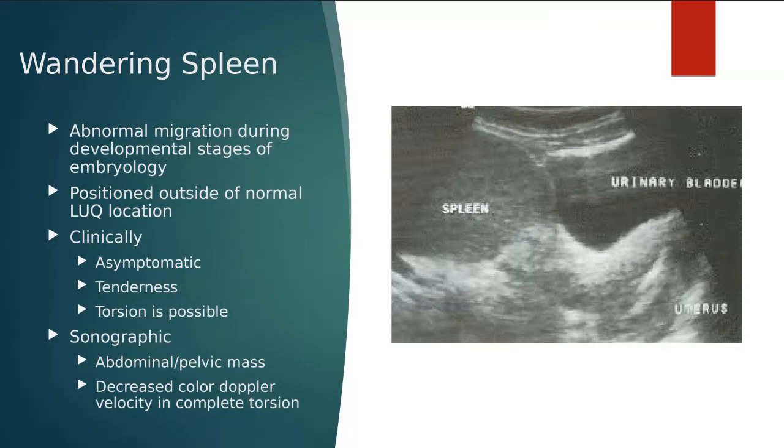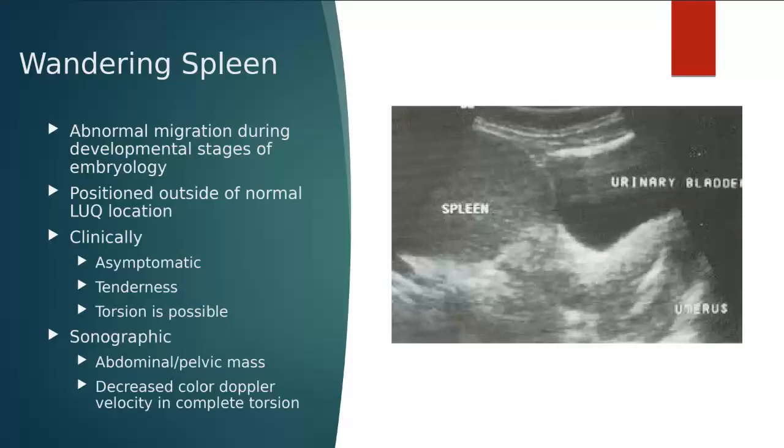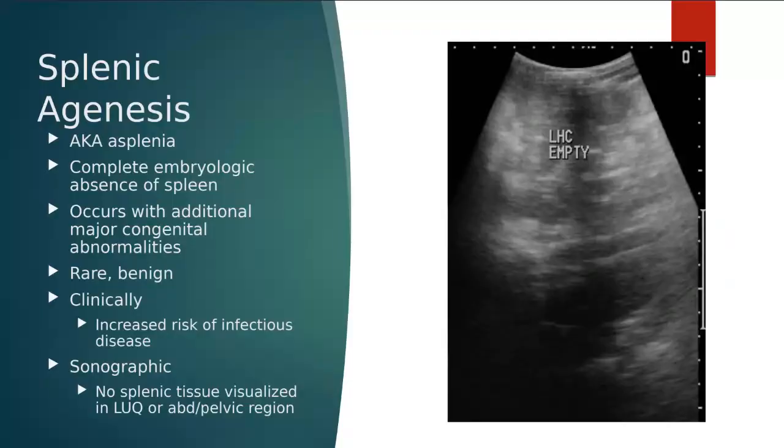We also can see a decrease in color Doppler velocity, or evaluation rather, in cases of complete torsion. So when we put our color on, we're not getting as much color. When we Doppler it, we're not getting as strong of a signal, and that's going to indicate to us that there could be some type of torsion happening on those vessels. And as for this picture here, we can see that our spleen is sitting right next to our bladder and our uterus. So that would definitely be a pelvic location for that wandering spleen.